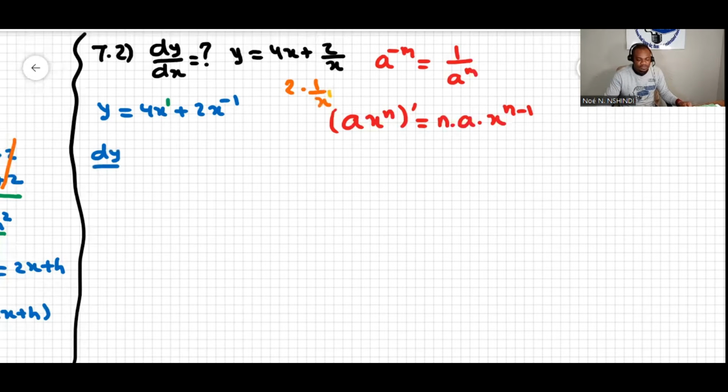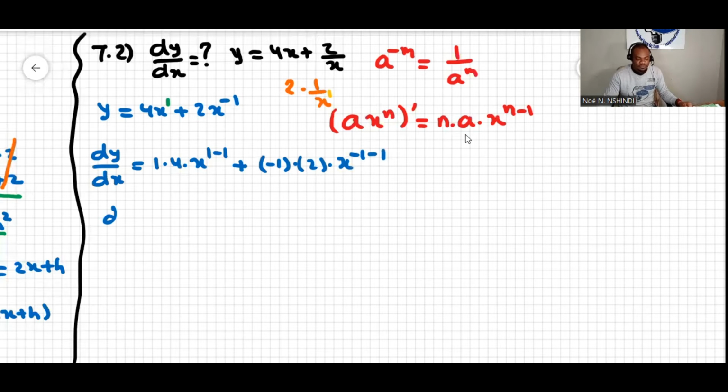dy dx. For 4x, my a is 4 and my n is just 1. Using this formula, I will write 1 times 4 times x to the power of 1 minus 1, plus, and over here my a is 2 and my n is negative 1. Following this formula, this will be negative 1 times 2 times x to the power of negative 1 minus 1.